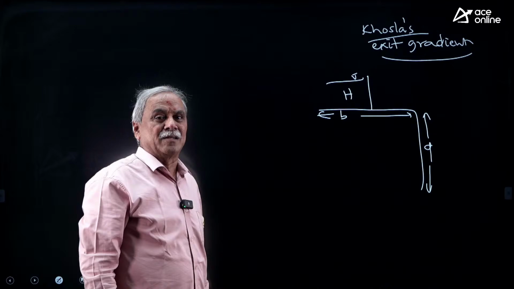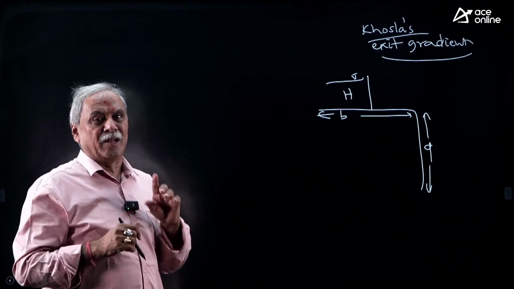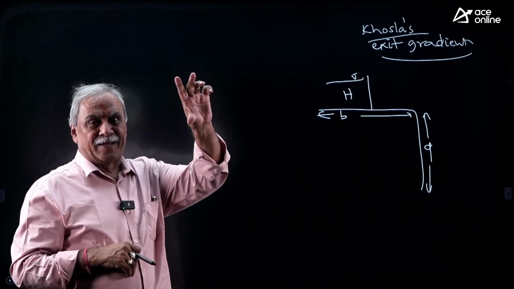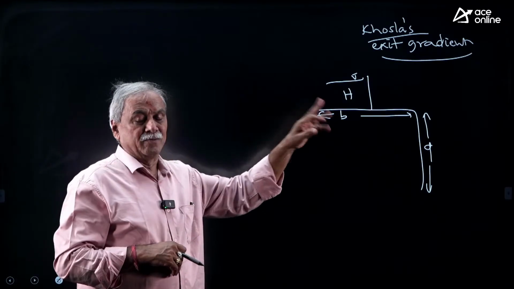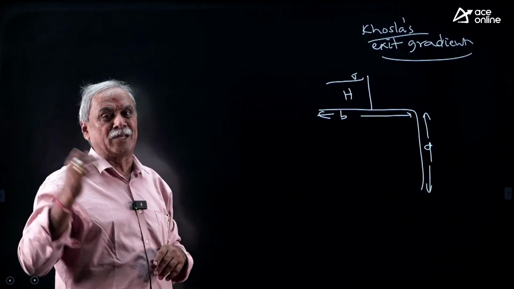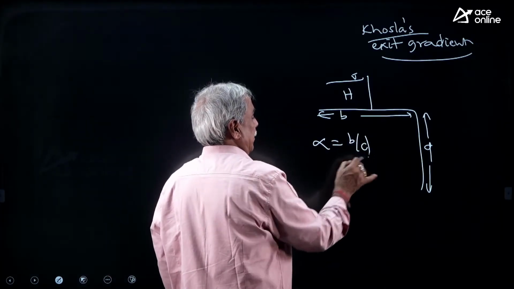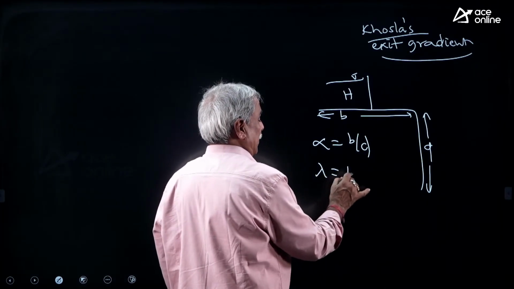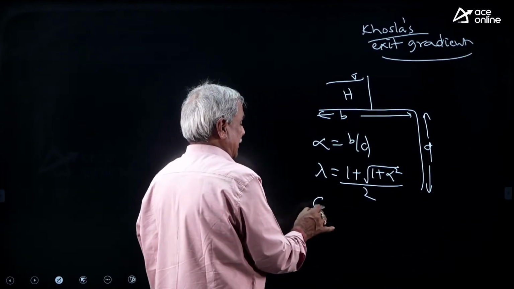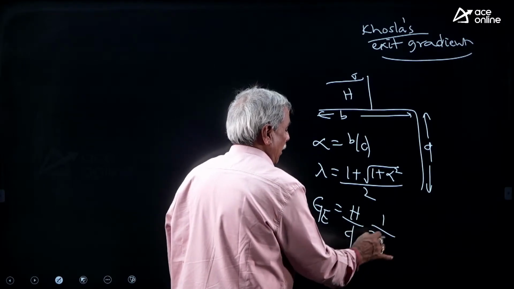If you are asked what are the most important input parameters for the design of the weir section, your answer is H, B, D. H is the head of the water meant for diversion in the river. B is the width of the impervious horizontal floor. D is the depth of the downstream pile or downstream cutoff. If you remember these three, you have to calculate alpha, B by D. Then you have to calculate lambda, (1 plus root of 1 plus alpha square) by 2. Then exit gradient is calculated as H by D, 1 divided by pi root lambda.